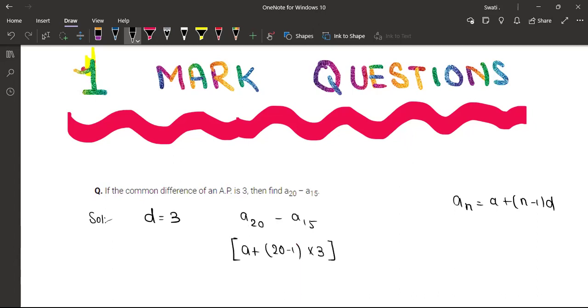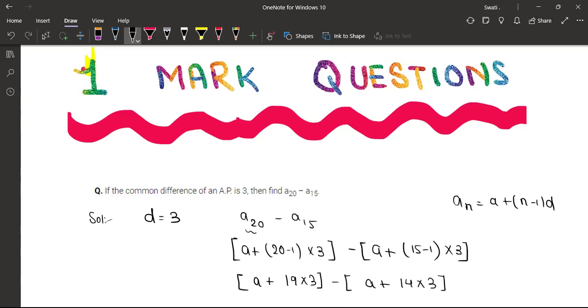मैंने formula use किया for A20. Minus A15 के लिए भी same formula: A plus n minus 1, n क्या है, 15. So it's 15 minus 1 into D, D क्या है, 3. So into 3. And then bracket closed. Right? Now इसको solve करेंगे तो this is now very simple. A plus 20 minus 1 is 19, so 19 into 3. And then minus A plus 15 minus 1 is 14, so 14 into 3. Manya, ye clear hai?